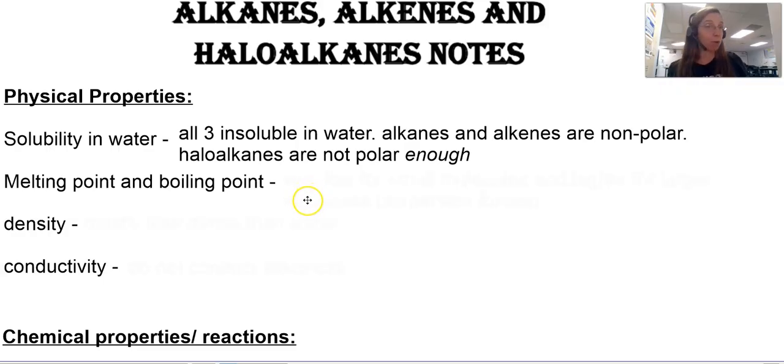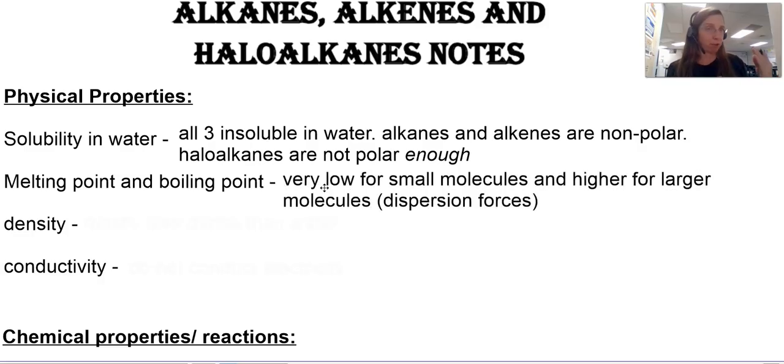All right, how about boiling point and melting point? Well, you may have heard of methane and ethane and propane and butane, and you may know that those are all gases. That means their boiling point is very low. They're already gases at room temperature, at normal standard temperature. And that's true for all of the alkanes, alkenes, and haloalkanes. That's because they're non-polar, so they have only dispersion forces.